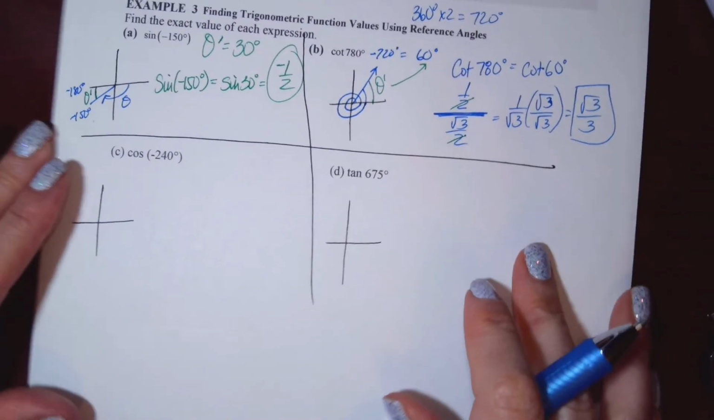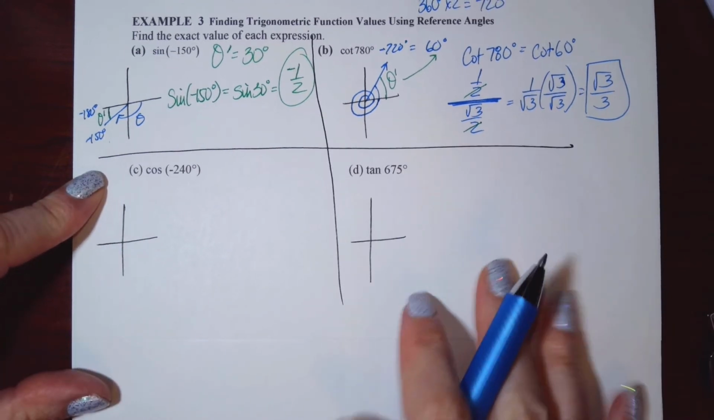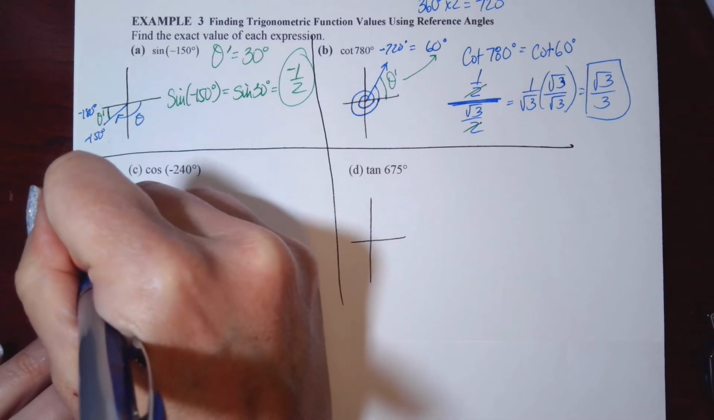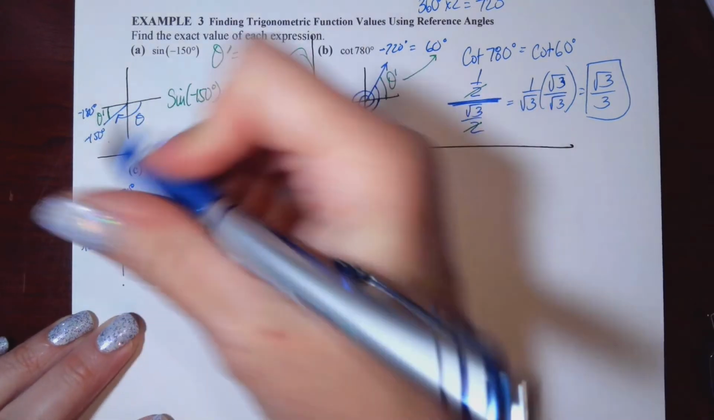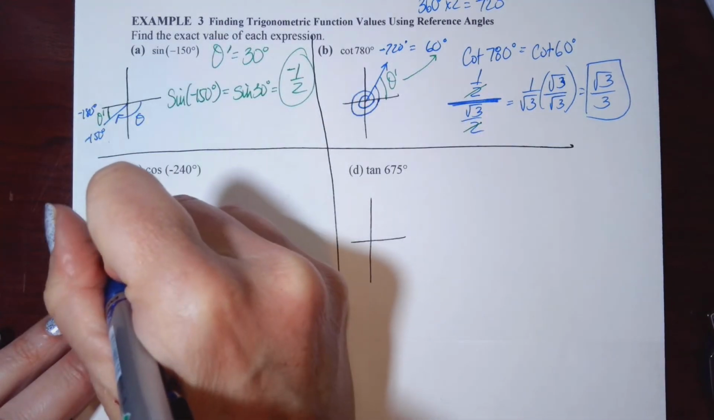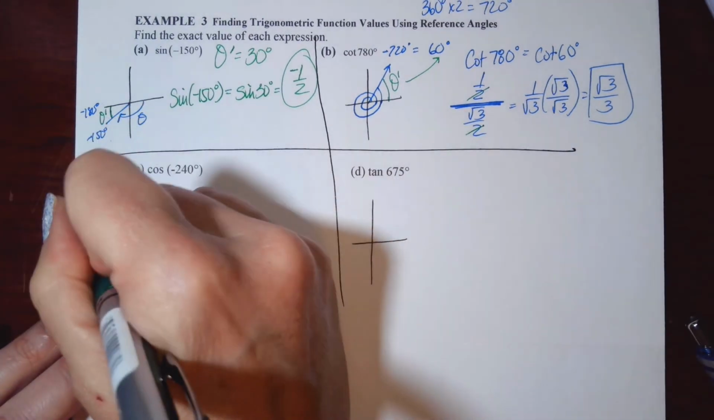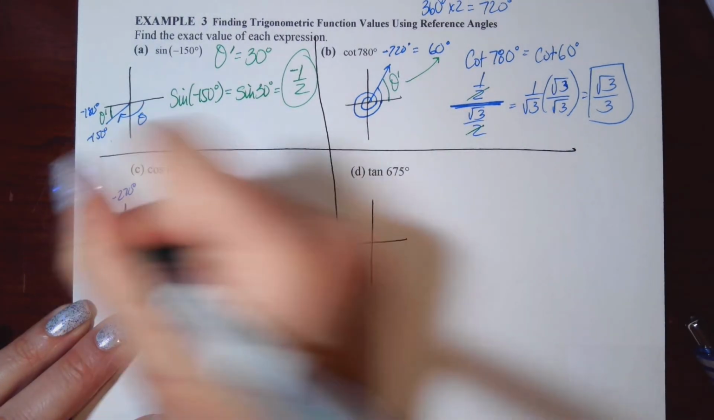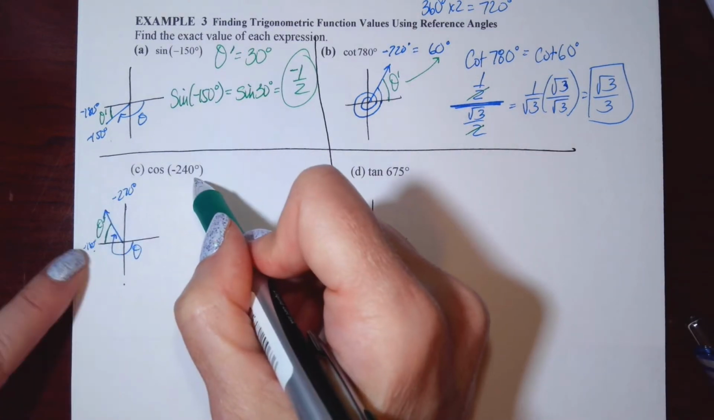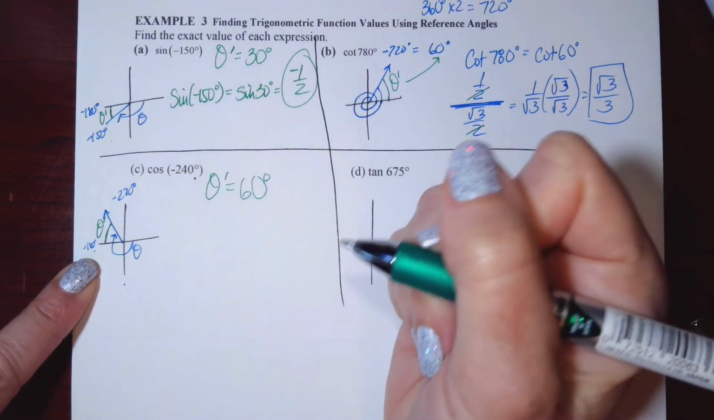Alright, negative 240. Negative degrees means that I'm rotating clockwise. I've got negative 90, negative 180, negative 270. So negative 240 is going to be right in here, right? That's my value theta. The reference angle is the distance away from the x-axis. That's my value theta prime. Well, from 180 to 240, that difference there is 60 degrees. So theta prime is 60 degrees.